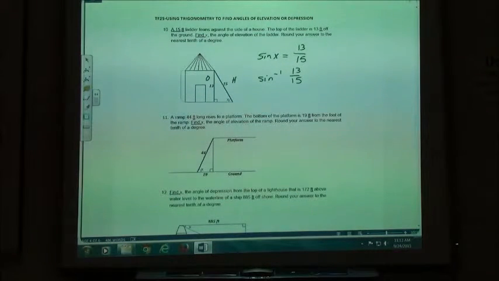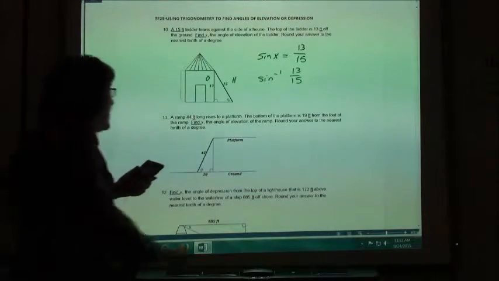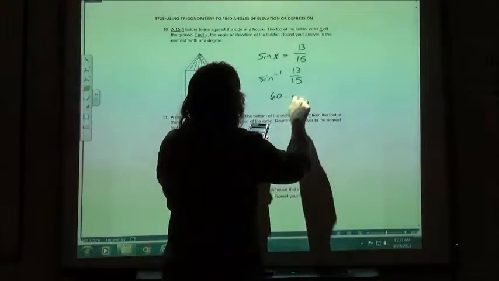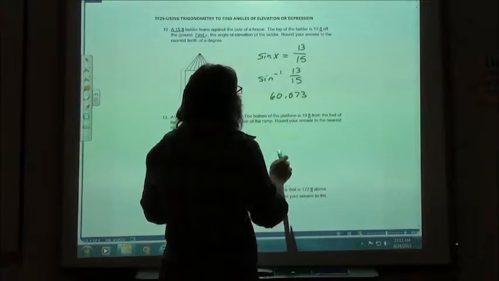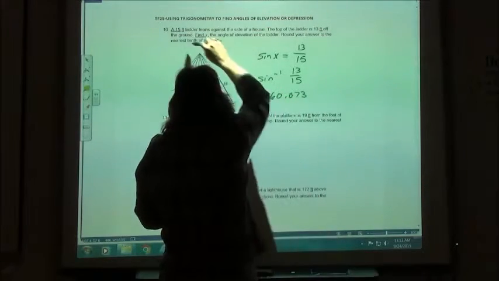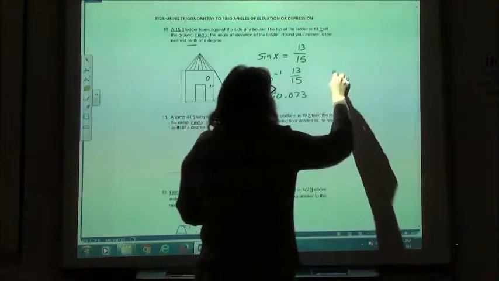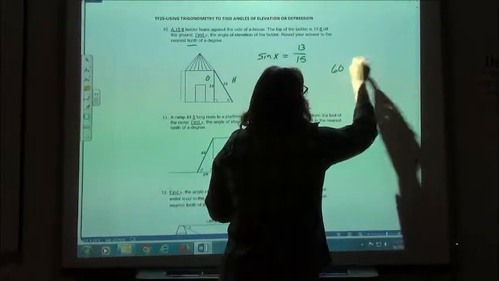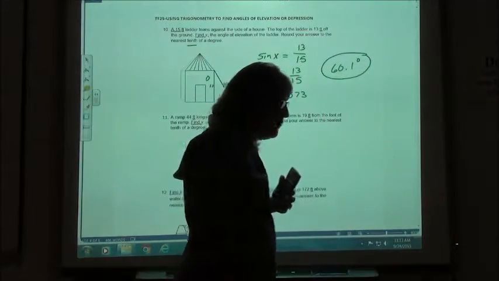Inverse sine of 13 over 15 gives me 60.073. I have to round that to the nearest tenth again, and so I'm going to say 60.1 degrees when I round that off to the nearest tenth.